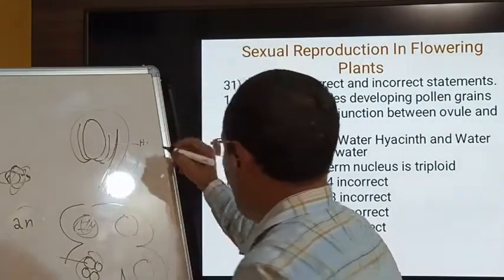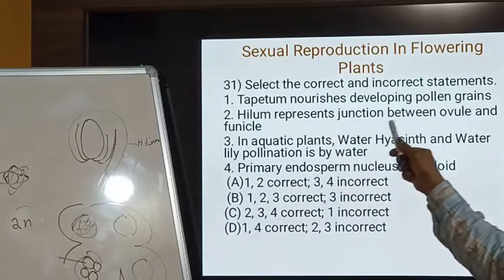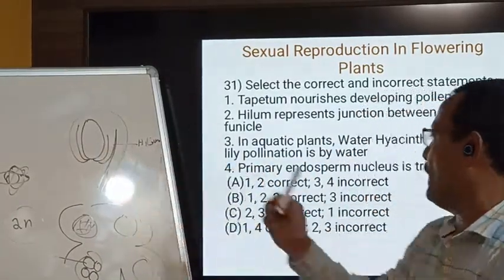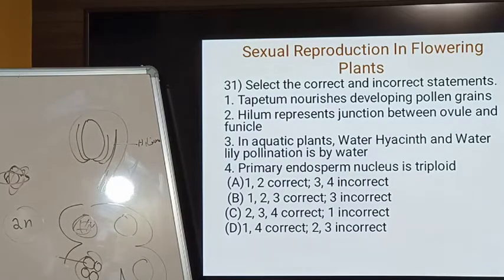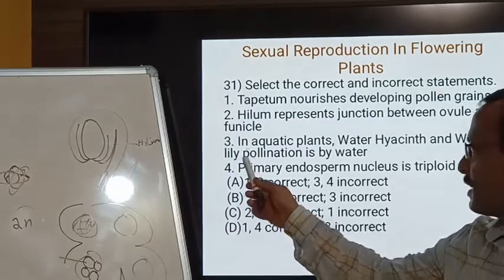So at the region called ileum. So this is the ileum. Ileum represents the junction between the ovule and funicle, that is called ileum. That's also right. So the first two statements are the correct ones. The third statement, let us check.